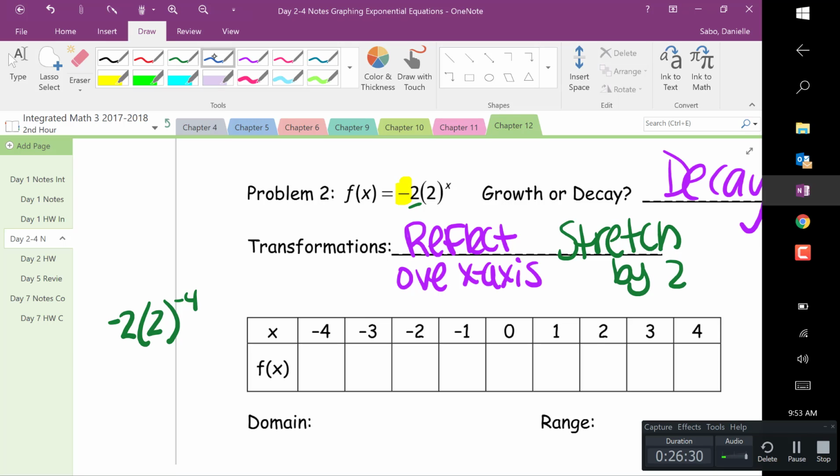16. Very good. 2 times 2 is 4. 4 times 2 is 8. 8 times 2. Hold on. I can't do that without moving my pinky. Okay, 8 times 2 is 16. So I have the 16, but what happens with the negative? Where does it go? The bottom. So I have negative 2 to the 1 over 16.